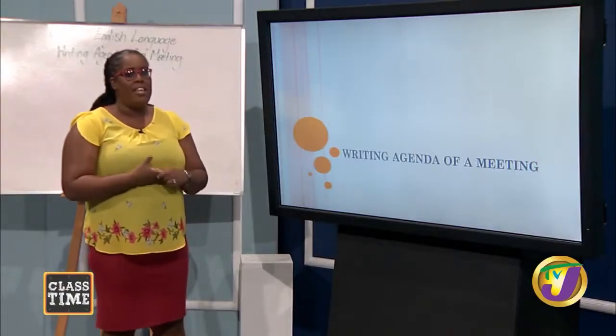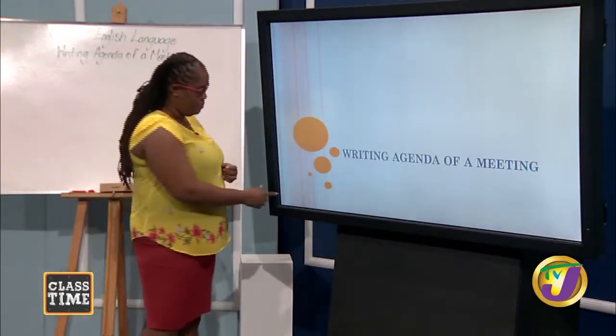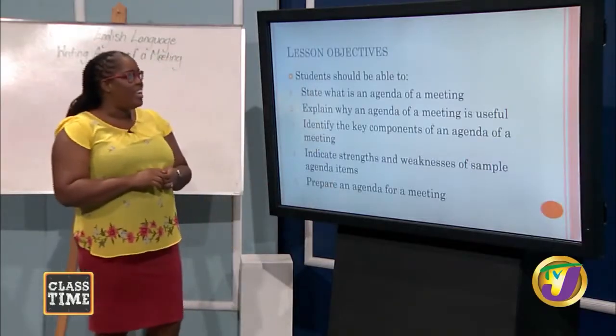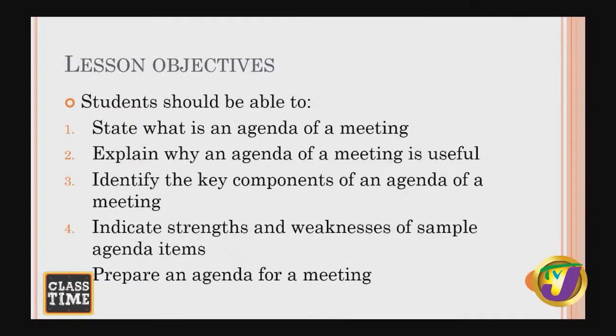So let us look at the lesson objectives. Students should be able to, number 1, state what an agenda of a meeting is. 2, explain why an agenda of a meeting is useful. 3, identify the key components of an agenda of a meeting. 4, indicate strengths and weaknesses of sample agenda items. 5, prepare an agenda for a meeting.